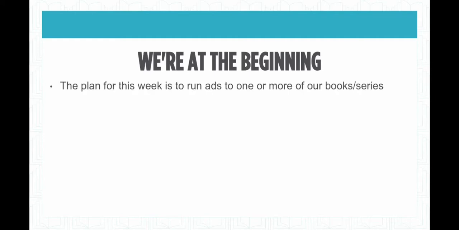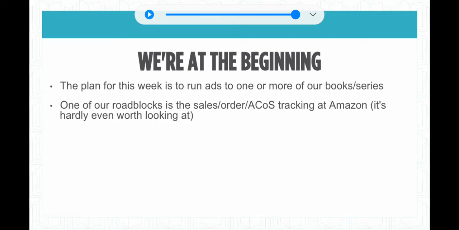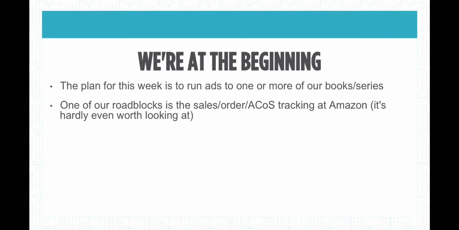So we're at the start of this process. The plan for the week is we are going to run ads to one or more of our books or series, a little more on that in the next couple of slides. And one of our difficult challenges here is that the tracking at Amazon is not effective. The Amazon ad dashboard does not show you accurate statistics for about 80% of what it shares with you. Clicks, pretty accurate. Ad spend, pretty accurate, though it's delayed. But there are certain stats: sales, orders, ACoS, which stands for advertising cost of sale. These are not accurate statistics, so we can't make decisions on which ads to use by looking at those.